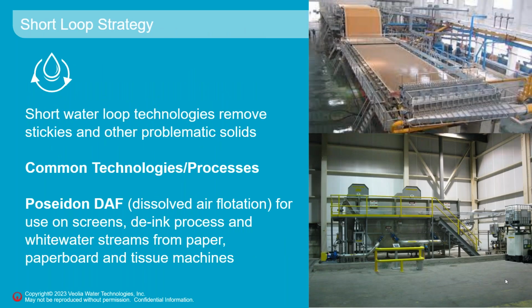The goal of short loop water recycle is to recover clean hot water for use to transport stock or pulp inside the mill, whilst removing problematic compounds that are built up, like stickies. This process can also recover fiber that can be reprocessed inside the mill. Veolia's Poseidon and Saturn DAFs are some of the most common treatment processes for short loop water recycle, and often multiple Poseidon or Saturn DAF units are installed inside a single mill. Joseph will talk more about this in the coming slides.